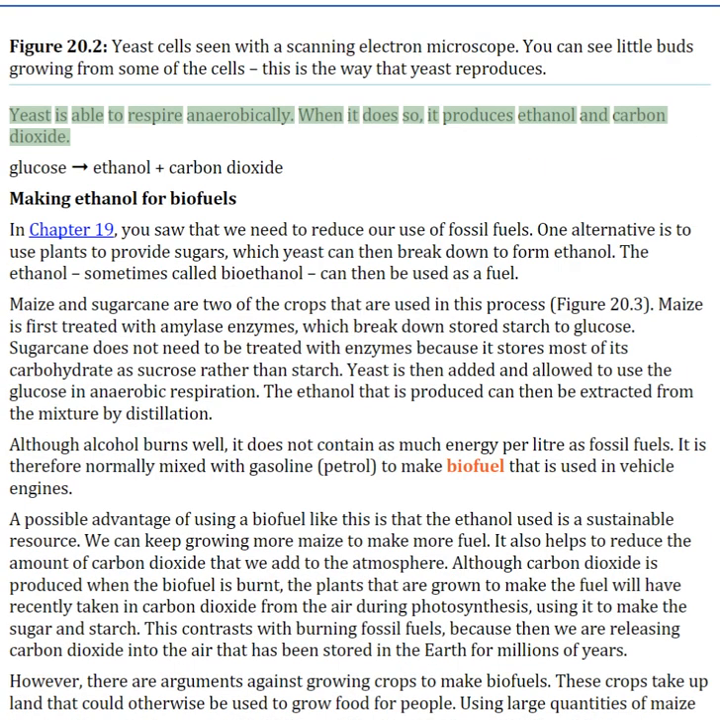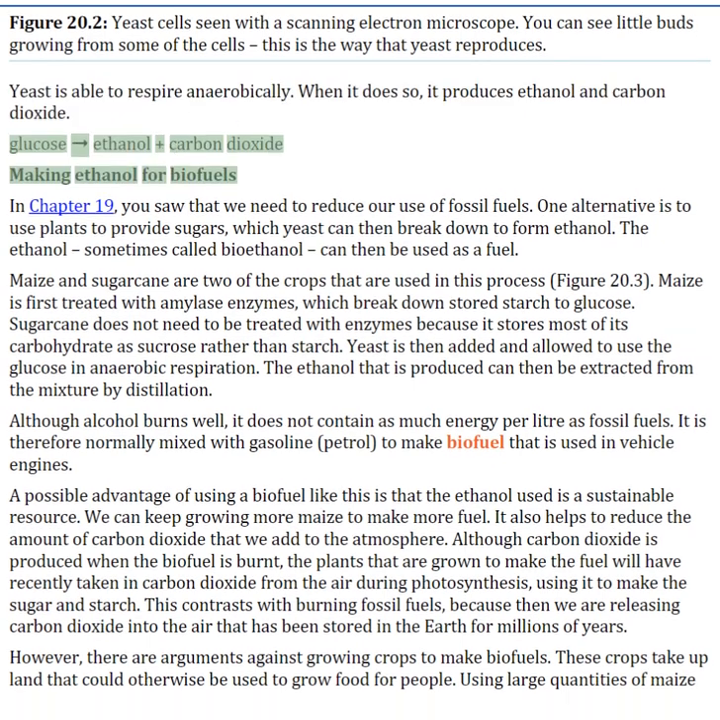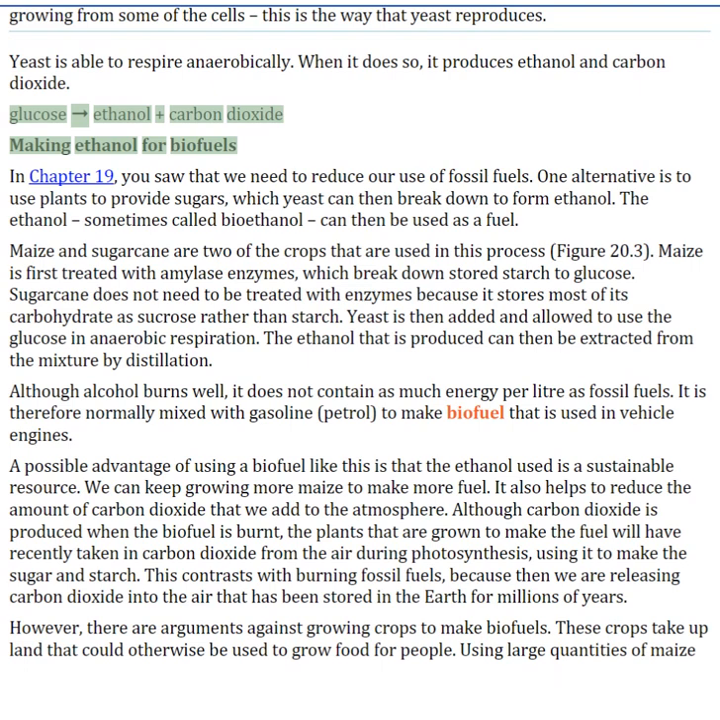Yeast is able to respire anaerobically. When it does so, it produces ethanol and carbon dioxide. Glucose to ethanol plus carbon dioxide. Making ethanol for biofuels.